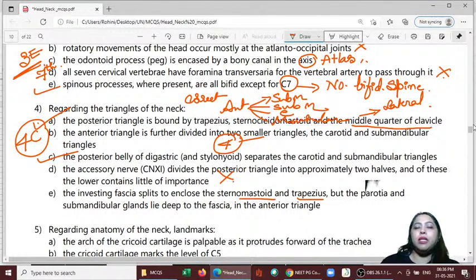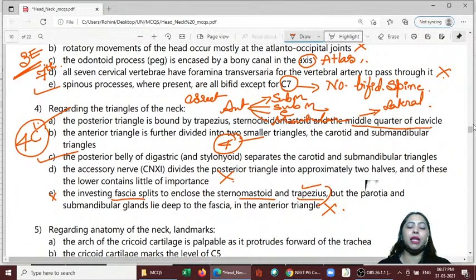Okay. So the answer is the investing fascia. Actually, this is correct. Investing fascia encloses sternocleidomastoid and trapezius. But parotid and submandibular glands lie deep to the fascia in the anterior triangle. So now this is not correct. So first half is correct. The second half is wrong. So we can't take this. This is the wrong answer. Now we have to pick the correct one. So here the answer is C, that is 4C. Okay, next one.